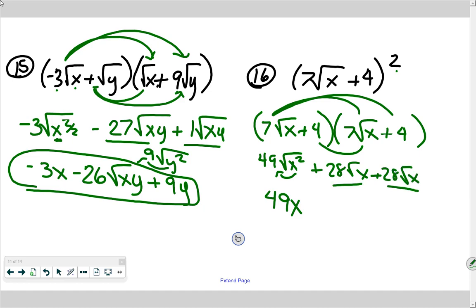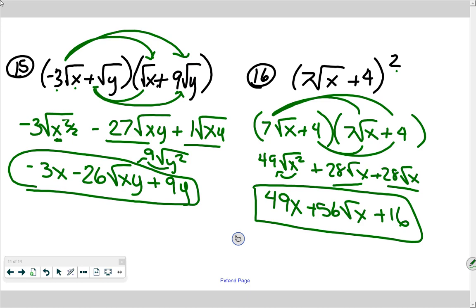So they're like terms. So the rad x's when you add are just the like terms. So now you're just going to combine the 28 and the 28. Okay, so that's going to give us 56 rad x. And then a 4 times 4 gives you 16. And again, we get to this point. None of them are like terms. Okay, so you're done.